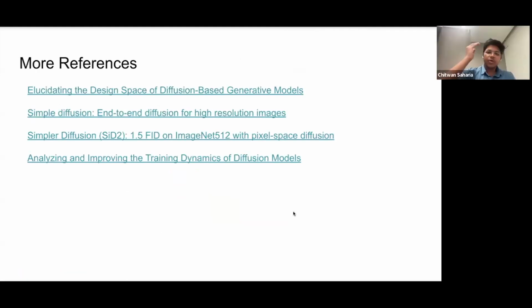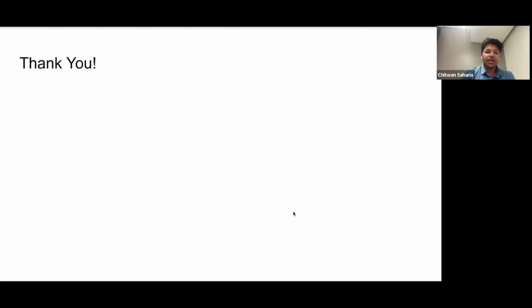I've just attached more references here. These are some of the papers that, if you go through them, would give you a very good idea of what people care about in modern diffusion models, what matters, what doesn't matter. So I would recommend you read some of these papers. That's pretty much it from my end. If you have any more questions right now, I can take them.